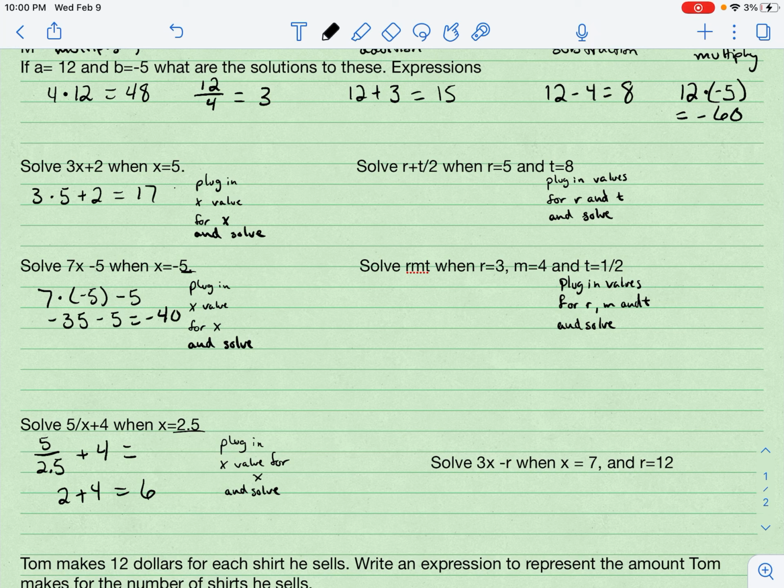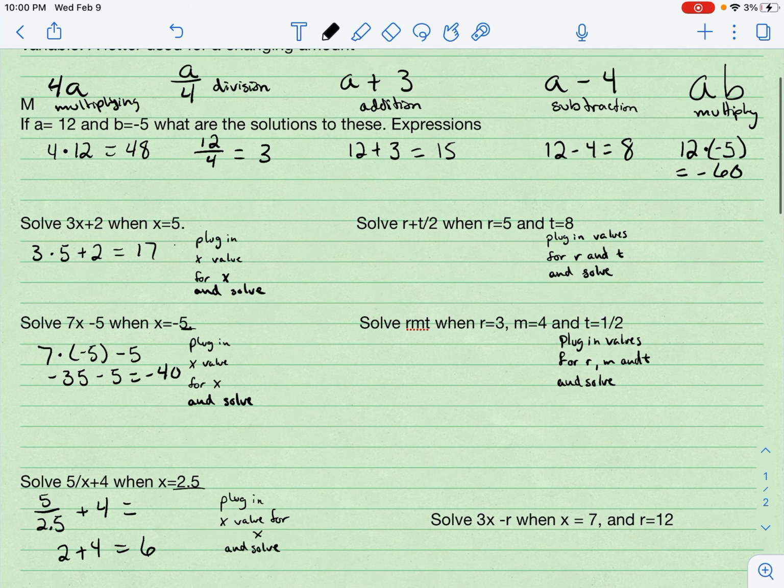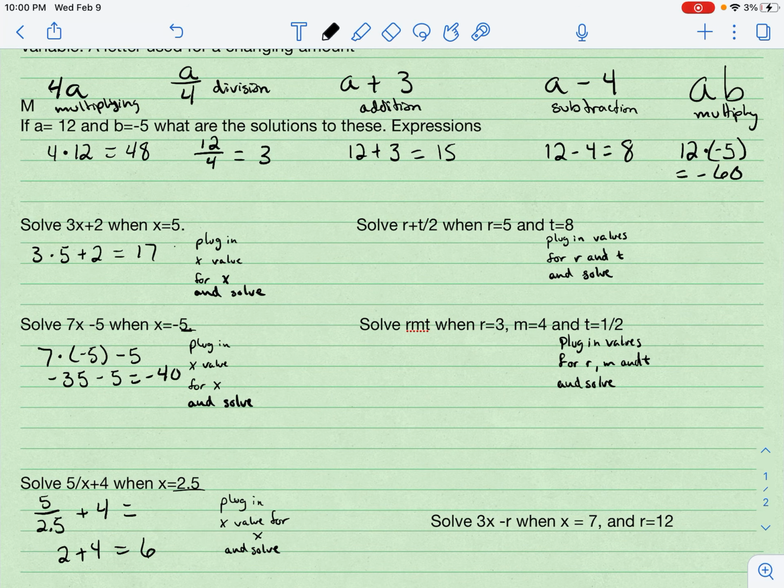Okay, now here we only had one variable. On these other two, now there's multiple variables. There's more than just one, and each one has a given value. So here it says solve r plus t divided by 2 when r is 5 and t is 8. So this might look like it's a little more complicated, but we just have two variables that we're going to replace with numbers.